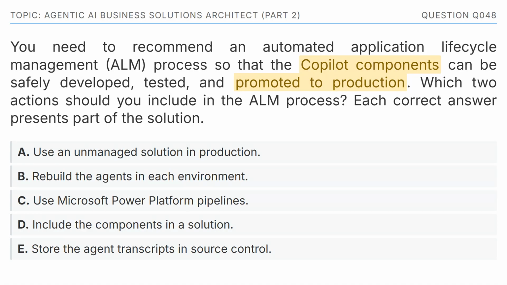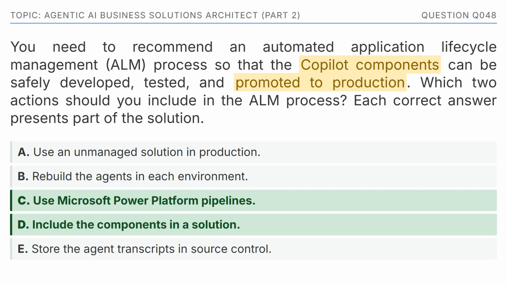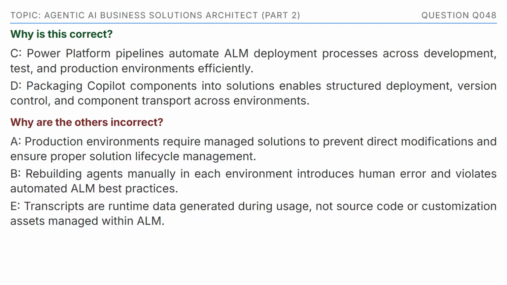To arrive at the correct answer, we focus on the keywords: automated application lifecycle management, ALM, Copilot components, promoted to production. The correct answers are Option C, use Microsoft Power Platform pipelines, and Option D, include the components in a solution. Why is this correct? C. Power Platform pipelines automate ALM deployment processes across development, test, and production environments efficiently. D. Packaging Copilot components into solutions enables structured deployment, version control, and component transport across environments.